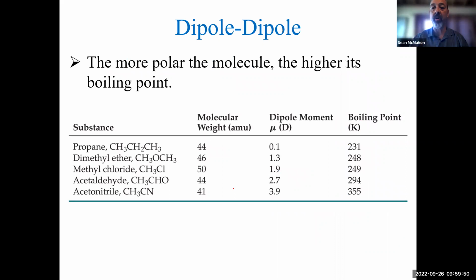The more polar a molecule is, the higher the boiling point. So what are we doing here? We're relating intermolecular forces to a physical property. When we first learned physical properties, three of the most important physical properties we discussed were density, boiling point, and melting point. Now the reason why we're bringing up boiling point is that for something to boil, you have to go from a liquid state to a gas state.